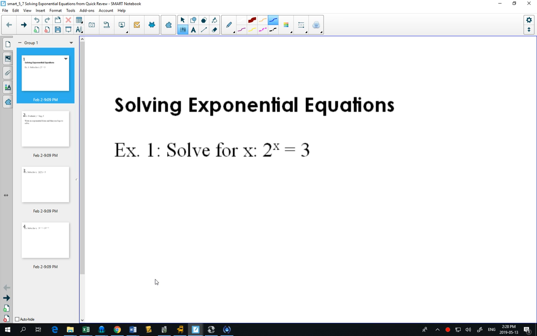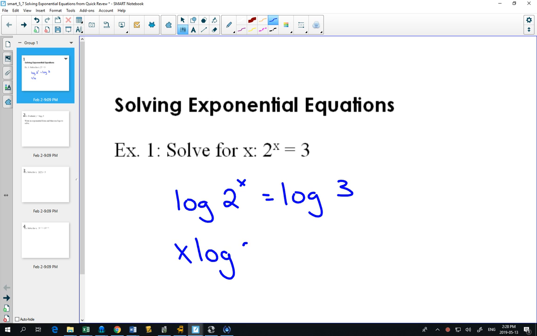So if I have an exponential equation, one of the things I can do is take the log of both sides. Now initially this makes things look more complicated. But you have a log law, especially for exponents. Your log law says if you have an exponent inside of a log, you can bring that exponent out in front. Well, that would let me have x log 2 equals log 3.